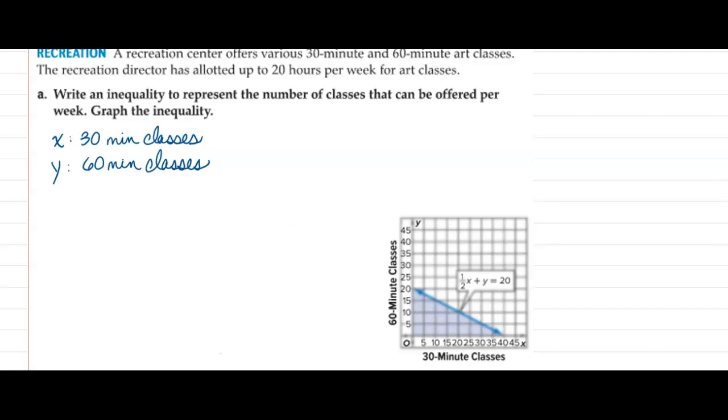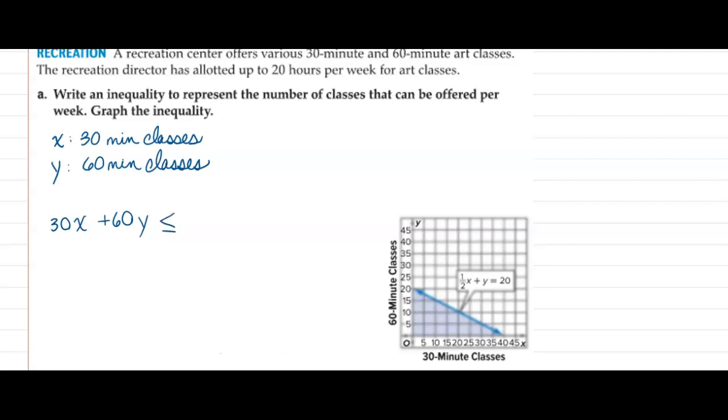Well, how do you figure this out? We take the number of 30-minute classes and the number of 60-minute classes, but we want how much time, not the number of them. If they said we can offer only 50 classes a week, we could put less than 50, but that's not what it says. It says hours. So that means we have to put the time, or the value of the time, into our inequality. We have to say 30 minutes and 60 minutes. And that must be less than or equal to 20 hours.